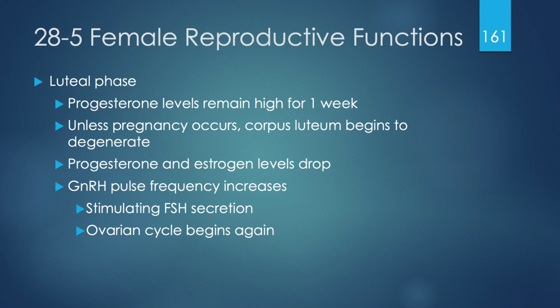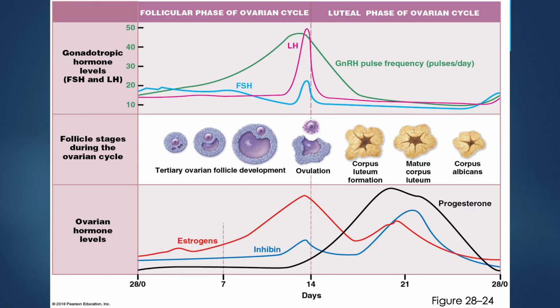Figure 28-24, which is a spotlight two-page spread, really pulls together the hormonal regulation of female reproduction. So first, let's look at the top. We've got gonadotropic hormone levels, and that includes FSH and LH. What I'd like you to note here is that right at the time of ovulation, which is shown by a dotted line running vertically through the image, the luteinizing hormone surges just before that point. Also, we have a surge in FSH that coincides with that.